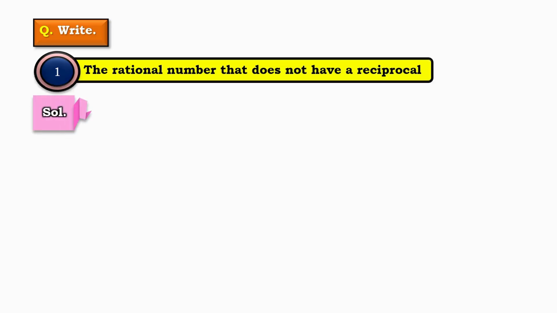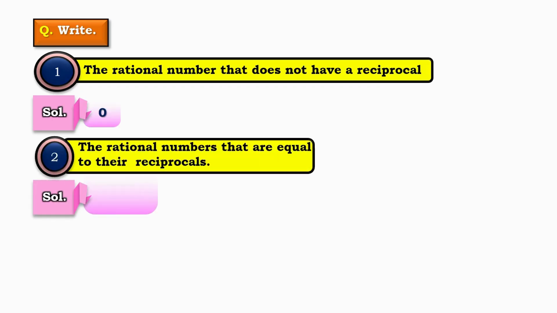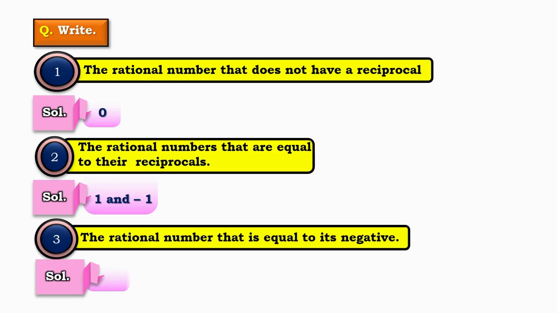Module 10. Write the rational number that doesn't have a reciprocal. That is the 0. Write the rational numbers that are equal to their reciprocals. That is 1 and minus 1. Write the rational number that is equal to its negative. That is 0.